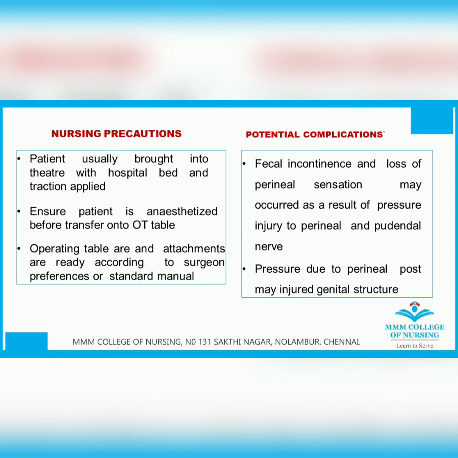Whereas the potential complications: fecal incontinence and loss of penile sensation may occur as a result of pressure injury to the perineal and pudendal nerves. The pressure due to the perineal post may injure genital structures.